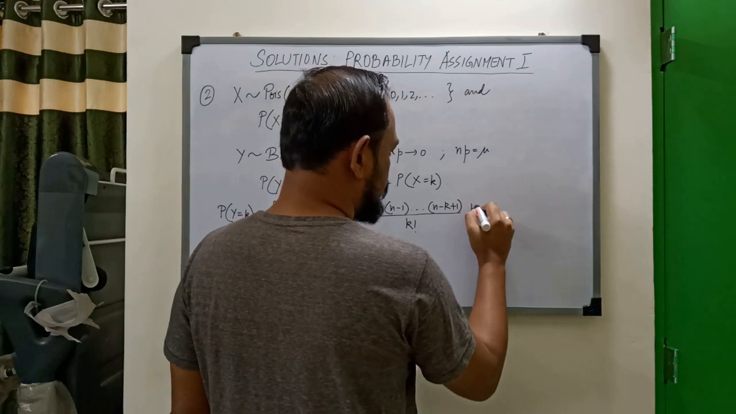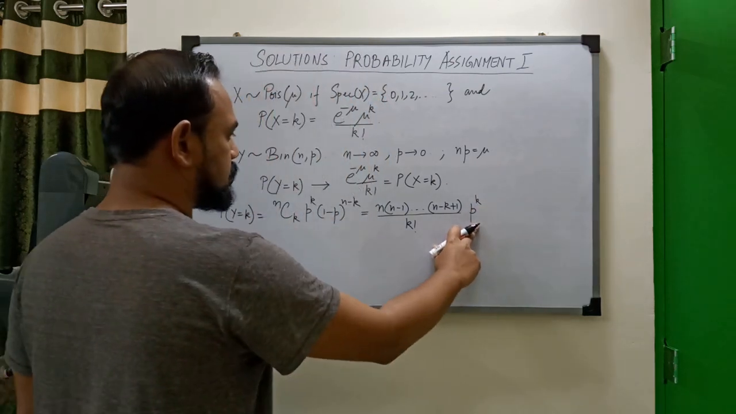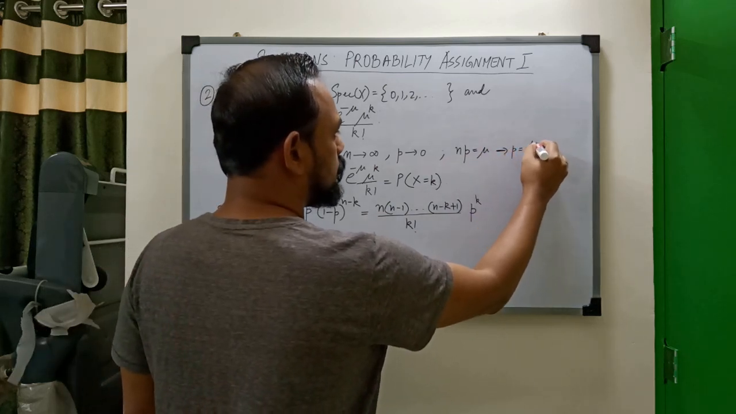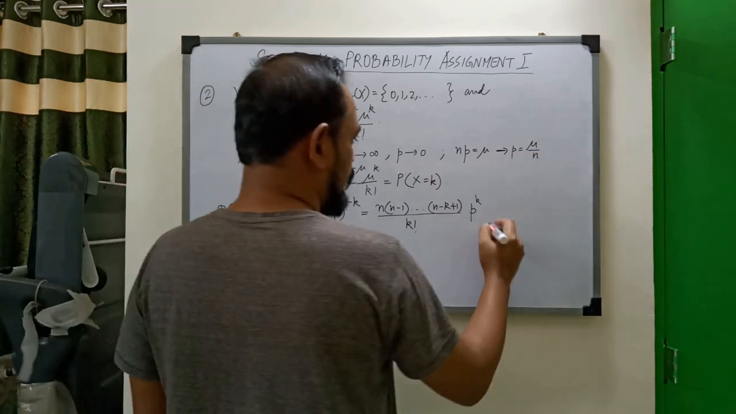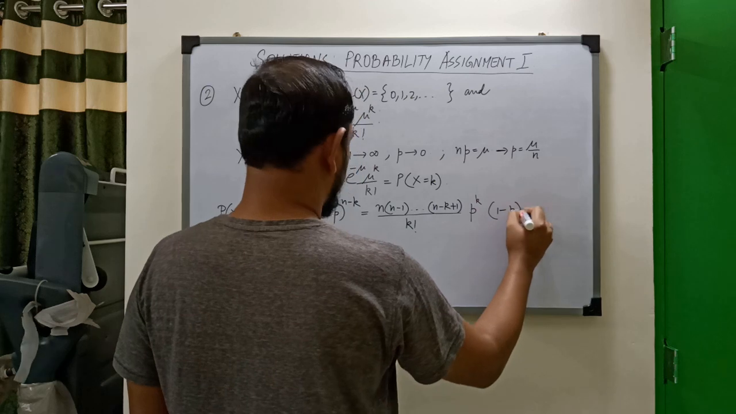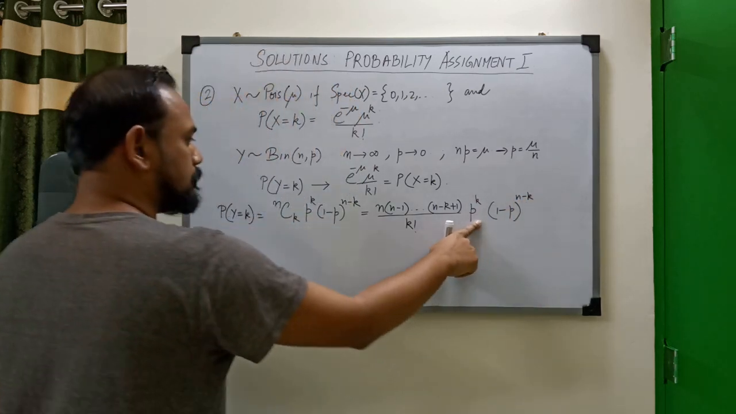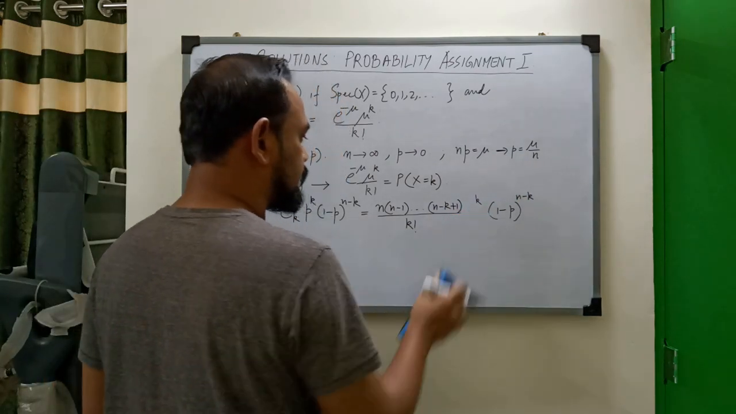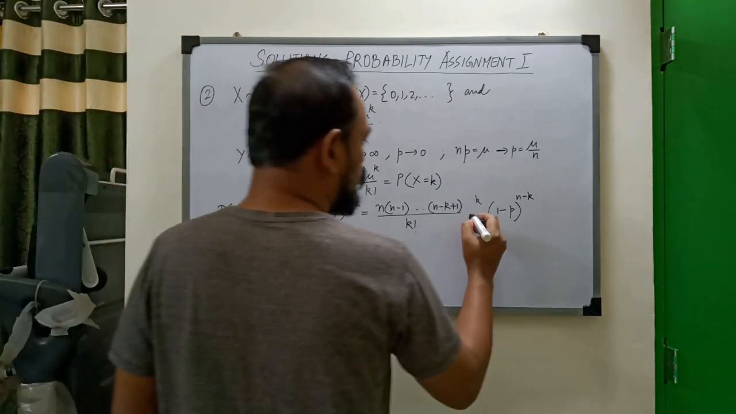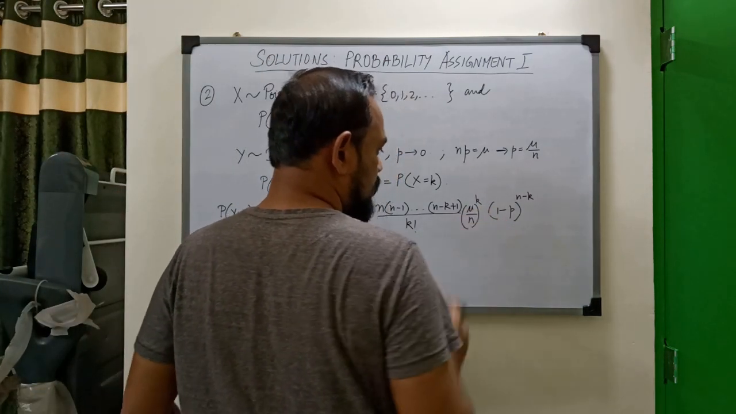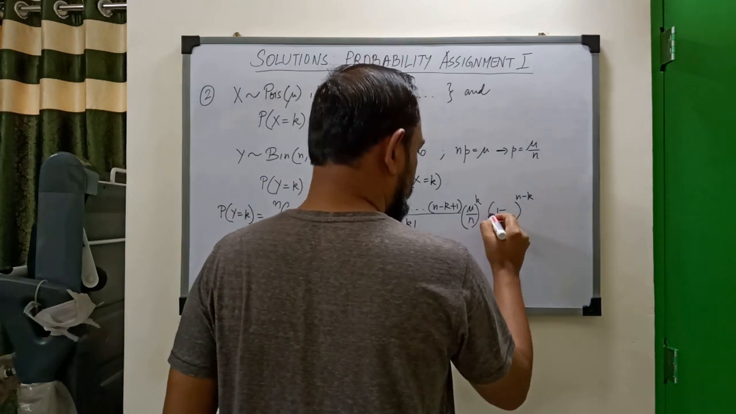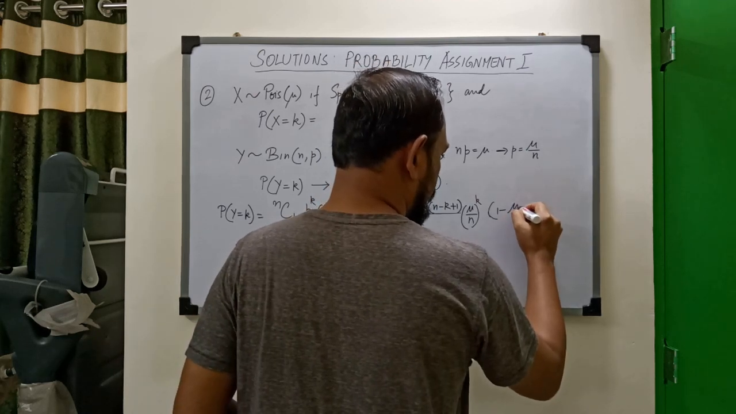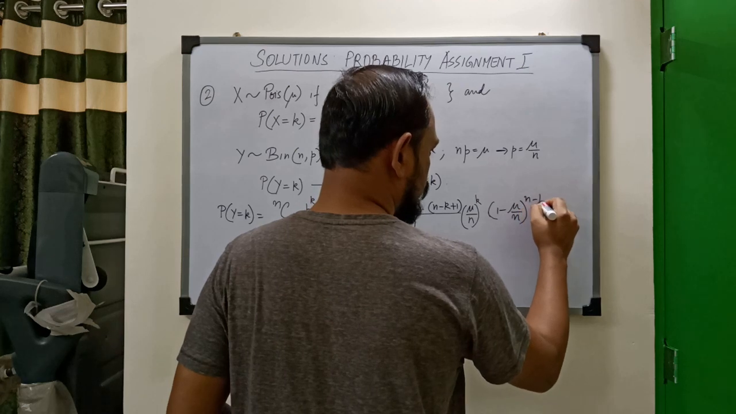You have p to the power k, but I don't want to keep p as it is because p is given in terms of n. I can write p as mu by n. Let's write it first and then I'll change it. So this is mu over n to the power k, and this one accordingly is going to be 1 minus mu over n to the power n minus k. Let's write it properly like that so that we don't get confused.